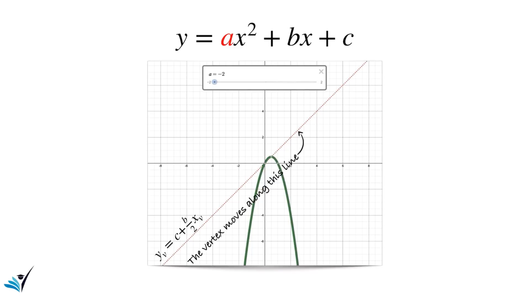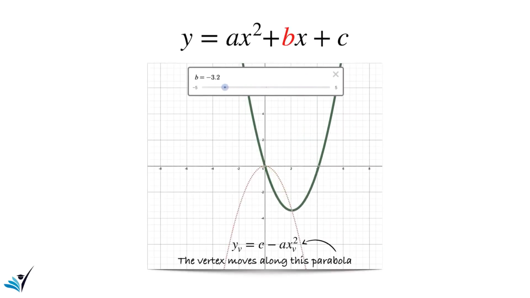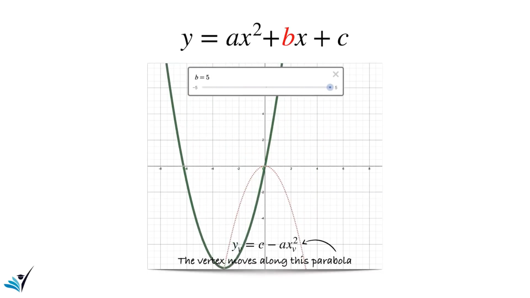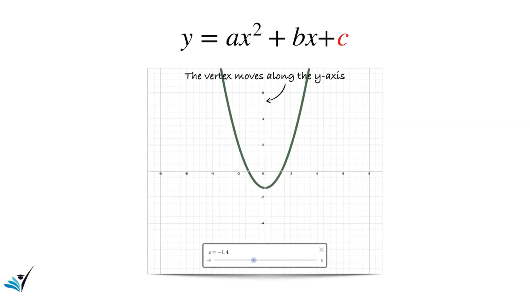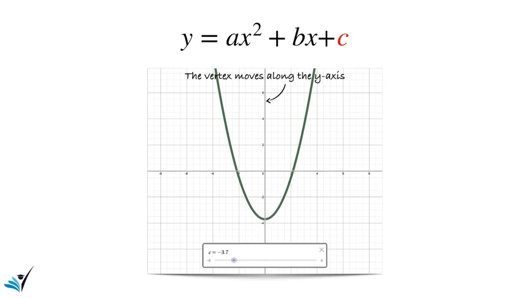Basically, it moves the location of the vertex along a line, and we obtained the equation of that line. Changing the constant b didn't change the direction of the parabola, but it caused the vertex of the parabola to move along another parabola, and we used the vertex form of the quadratic expression to obtain the equation of that parabola. And finally, changing the constant c only caused the location of the vertex of the parabola to move up and down. That was it for this video.